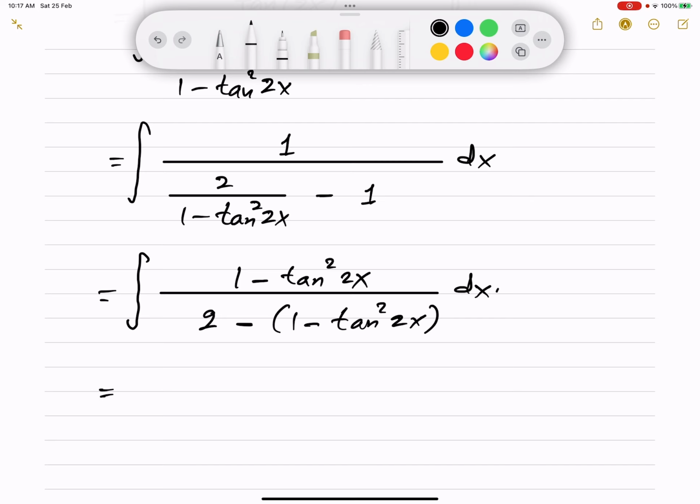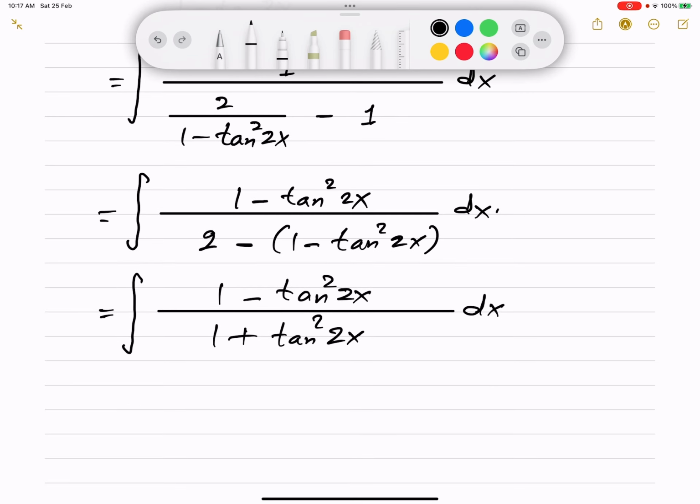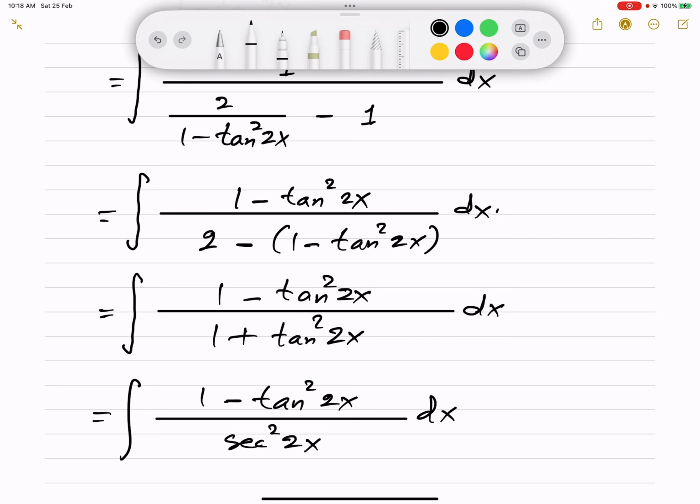And if you can notice, okay, then the denominator, okay, is going to give us 2 minus 1, which is 1 plus tangent of 2x. So that's going to be 1, okay, plus tangent squared of 2x, and here 1 minus tangent squared of 2x dx. And as you can notice, the denominator is equal to secant squared of 2x. So let's do that. Okay, so that's going to give us 1 minus tangent squared of 2x divided by secant squared of 2x and then dx.